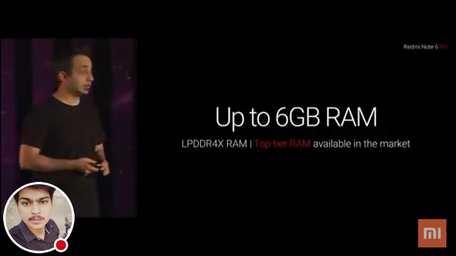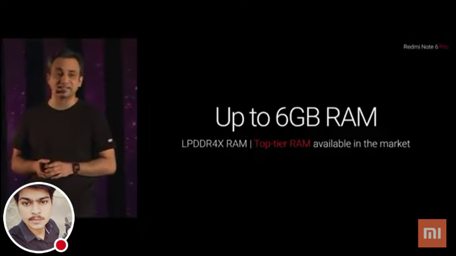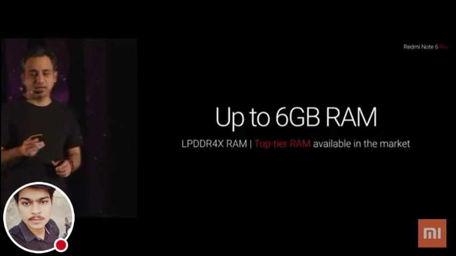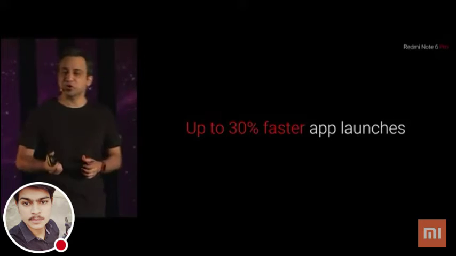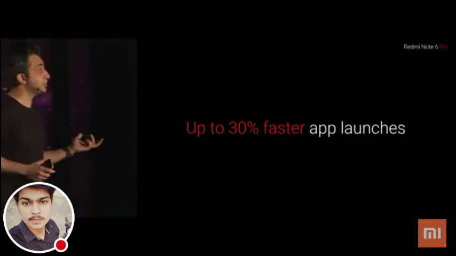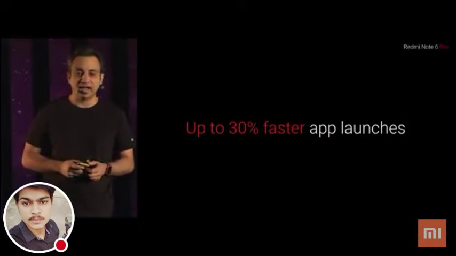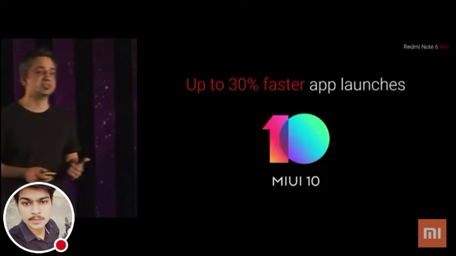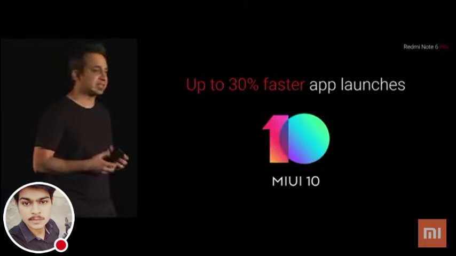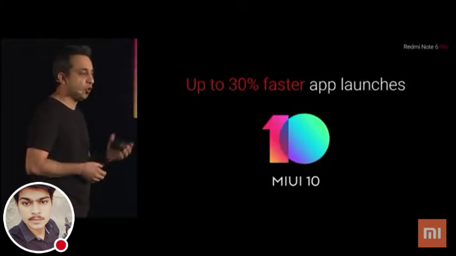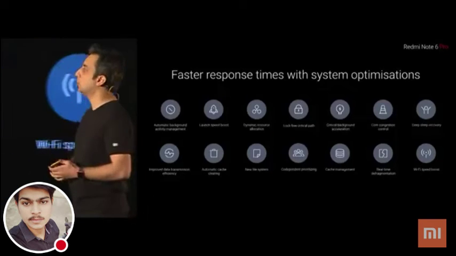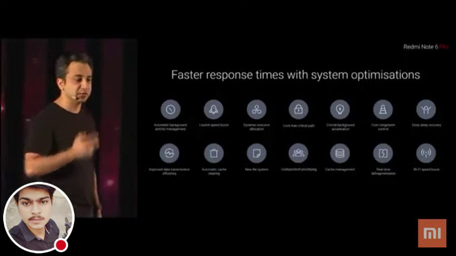The Note 6 Pro will come with up to 6 gigs of LPDDR4X RAM. Now, this is the fastest RAM available for phones in the market. And like I was talking about optimizations, Note 6 Pro is capable of launching apps almost 30% faster. And how this happens is thanks to optimizations that are coming in on MIUI 10. Yes, this will be the first Xiaomi device in India to ship with MIUI 10 on day one. But not just faster app launches, I also want to talk about a whole bunch of other optimizations that we've done.